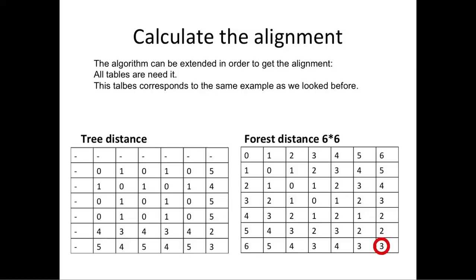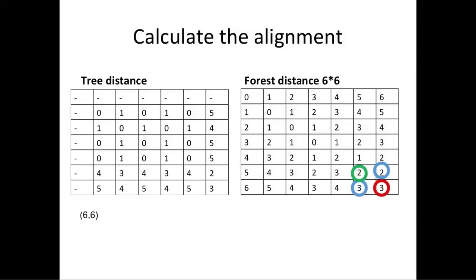And again, like the Levenshtein, it's very easy to calculate the alignment by just backtracking where the numbers come from, if it was a swap or an alignment, or a deletion or an insertion.